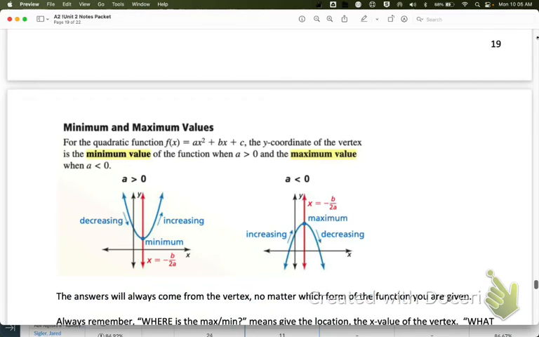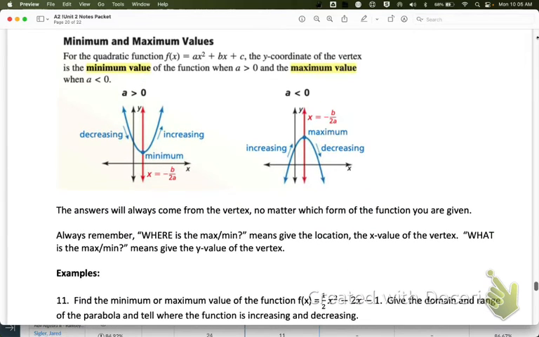Okay, so for a quadratic function, we're going to mostly focus on standard form today, but this is going to be true for all forms, whether it's intercept form, standard form, vertex form, anything at all. For the quadratic function, the y-coordinate of the vertex is the minimum value of the function when a is greater than 0, and it's the maximum value when a is less than 0. Which again makes sense because when the graph opens up, the vertex is at the bottom, and when it opens down, then the vertex is at the top.